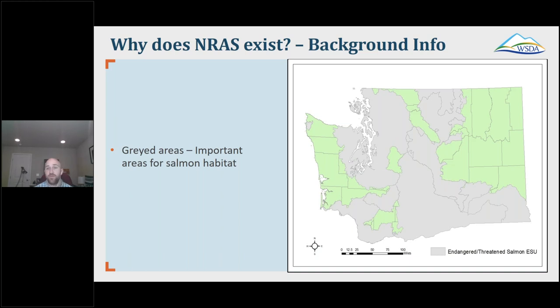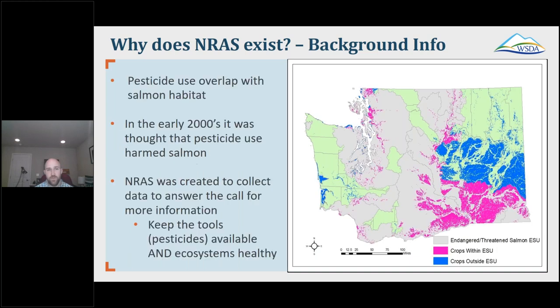And how our program started was early in the 2000s, when those separate salmon species were listed under the Endangered Species Act. It was our goal, and why NRAS was formed, to better understand how pesticide applications and agricultural practices might be affecting some of those species.